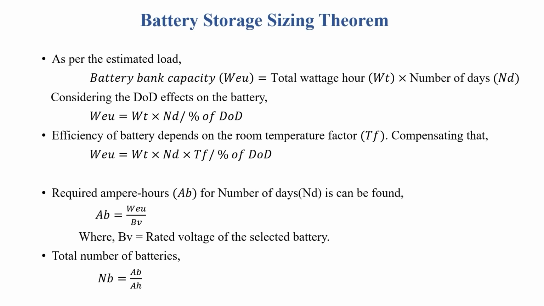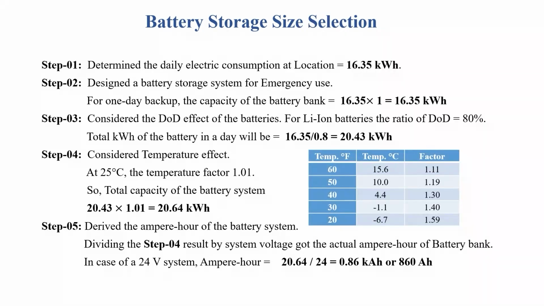We are considering the depth of discharge as well as the temperature effect for our batteries too. After that, we are calculating the total ampere-hour of the battery. For this, we have to divide the total battery bank capacity by the rated voltage of the selected batteries. And then we have to count the total number of batteries we are selecting. By following these equations, now we have to calculate the battery for our project in different steps.